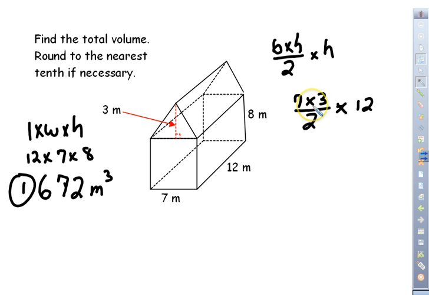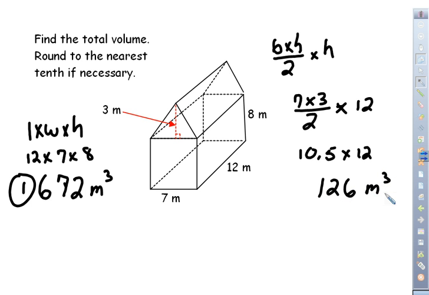So now we have 21 divided by 2, which is going to give me 10.5 times my 12, which is going to give me 126 cubic meters.